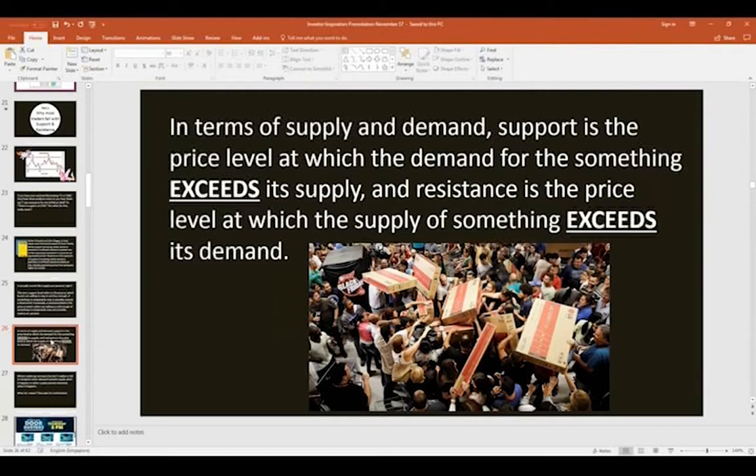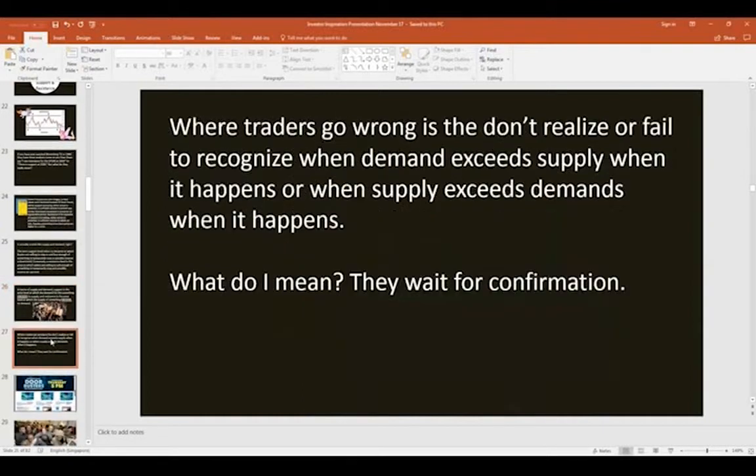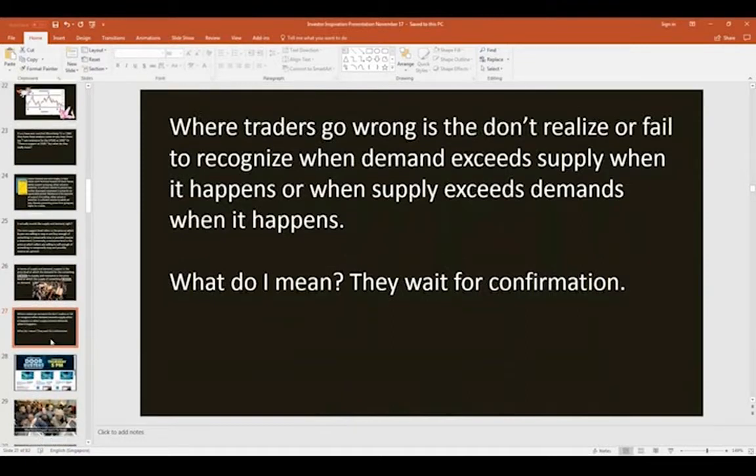You have more demand than supply, and resistance is the price level at which supply of something exceeds its demand. That's why prices go down. And just like on Black Friday, there's a lot of TVs for sale, very cheap, and that's when people wait to buy them. And traders go wrong, and they fail to recognize when demand exceeds supply, or when supply exceeds demand, and when it happens.